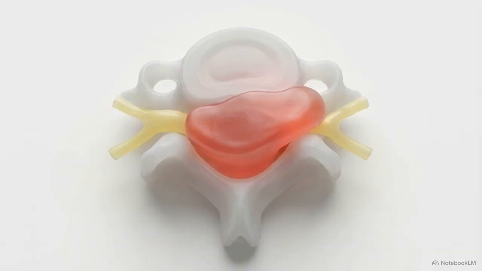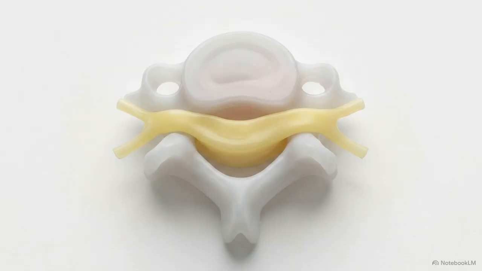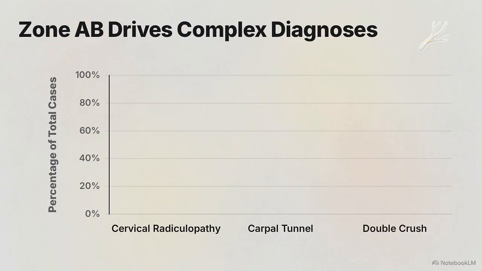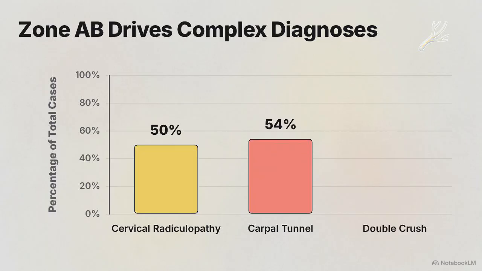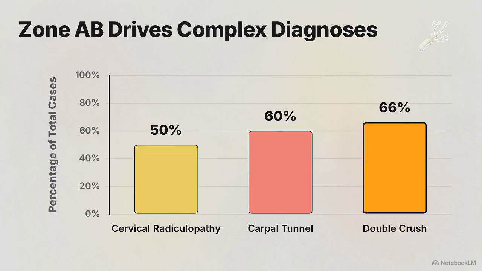The structural clarity of Zone B disappears when we look at the most complex and diagnostically treacherous region of the MRI, Zone AB. Zone AB defines a massive combined herniation spanning both the sagittal and paramedian regions simultaneously. This wide anatomical footprint generates chaotic diagnostic data. Zone AB contains exactly half of all confirmed cervical radiculopathy cases, but it also contains the vast majority of isolated carpal tunnel and double crush cases.